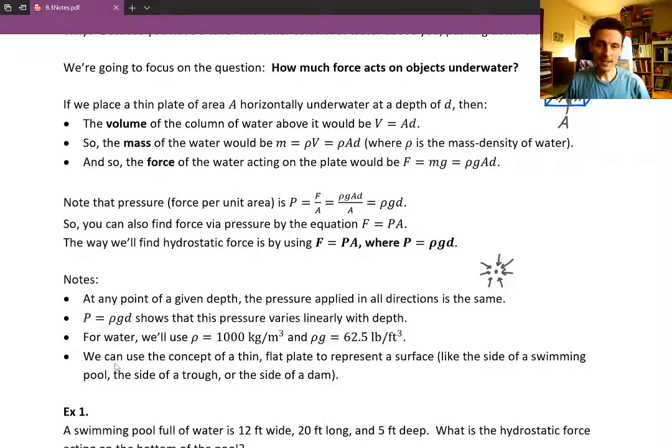The last note is that we can use this concept of a thin flat plate to represent a surface. We could be talking about the bottom of a pool, like we will in example 1, or the side of a swimming pool, or the side of a trough, or the side of a dam. These are examples of what this thin flat plate is representing. It's representing the side of an object.